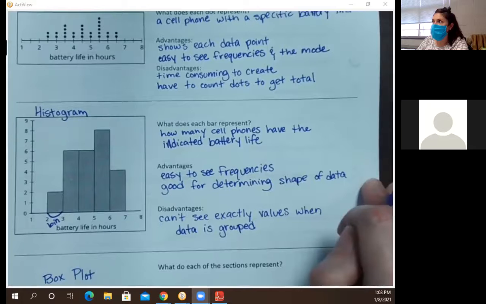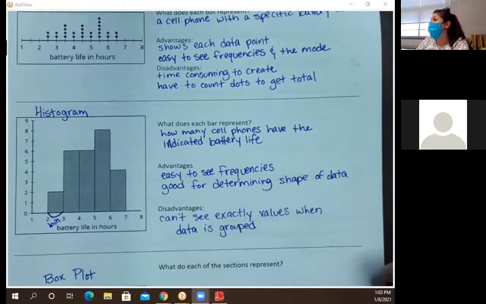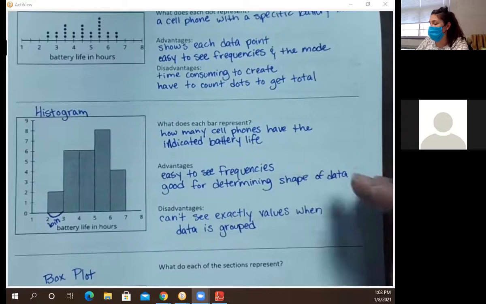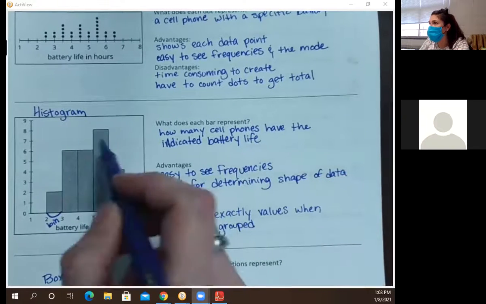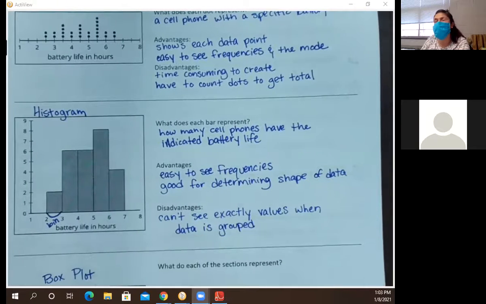Questions on histograms? You guys have seen bar graphs since elementary school, so I know we're pretty familiar with how to read things that look like this, so these ones usually are not too bad.